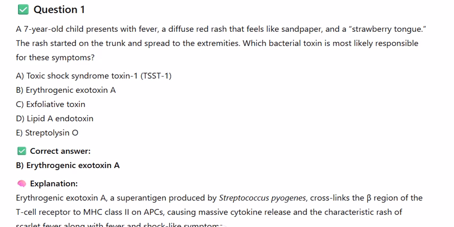A. Toxic shock syndrome toxin 1, TSST-1. B. Erythrogenic exotoxin A. C. Exfoliative toxin. D. Lipid A endotoxin. E. Streptolysin O. Correct answer: B. Erythrogenic exotoxin A.